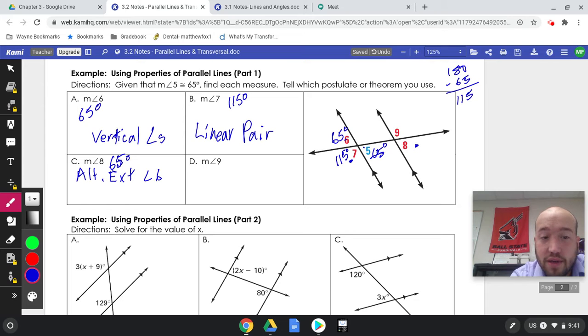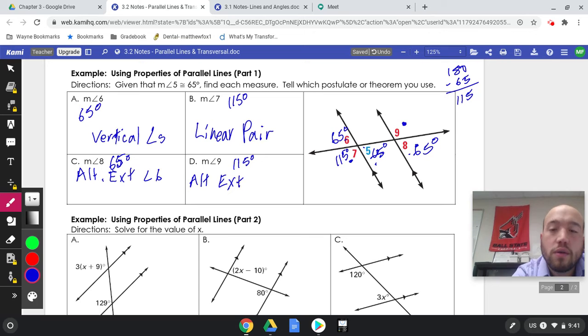Okay, the other would be that it is corresponding here with angle 5. Okay? And alternate exterior angles and corresponding angles are always congruent. So then the final one here, angle 9, once again, right here, two ways you can find that. We know it's going to be 115. You could either say that it is because it is a linear pair with angle 8, or it's alternate exterior with angle 7, which means it's the same.